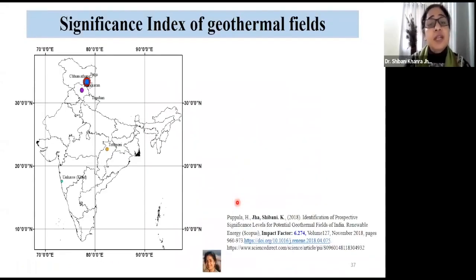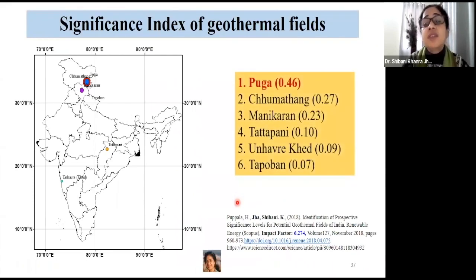After the evaluation, there is a lot of underlying work which goes behind this. It has been found that among the 6, Puga, which is located in the northern part of our country in Kashmir Valley, achieves the maximum score of 0.46, followed by Chumatang, Manikaran, Tatapani, Unhadeo, and Tapoban. This indicates the link between the scientific study and the stakeholders, so they can understand how significant each field location is and which should be promoted in the exploratory stage of study.